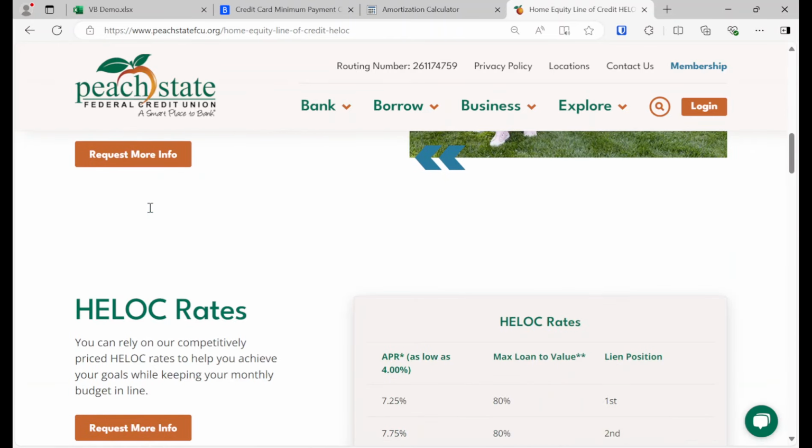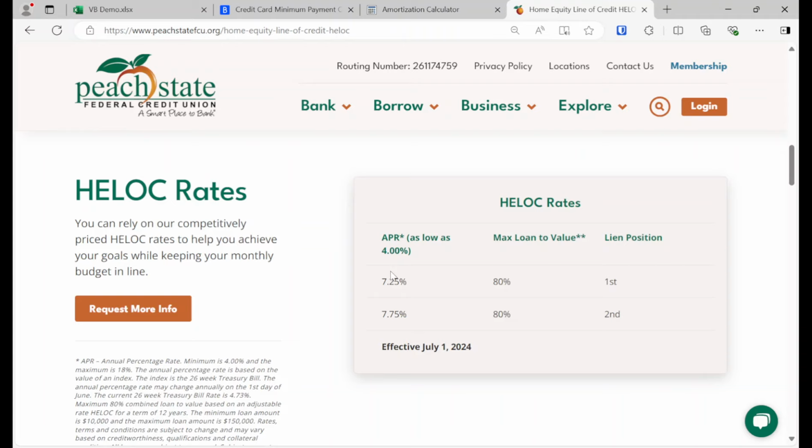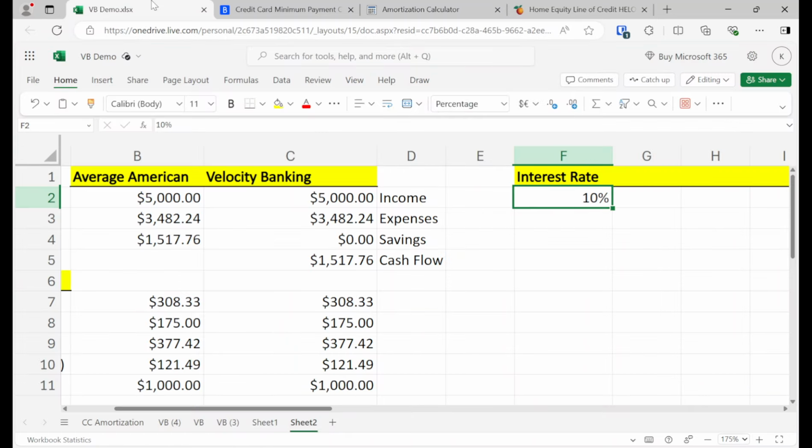And then let me see right here. Bam, look at this, 7.25%. This is the only credit union where I've seen the sevens for HELOC rates. The only one. Other credit unions are like eight, your typical bank is like 9 to 10, right? Right now I've got 10, but I'm still winning with Velocity Banking. But whatever your interest rate is.